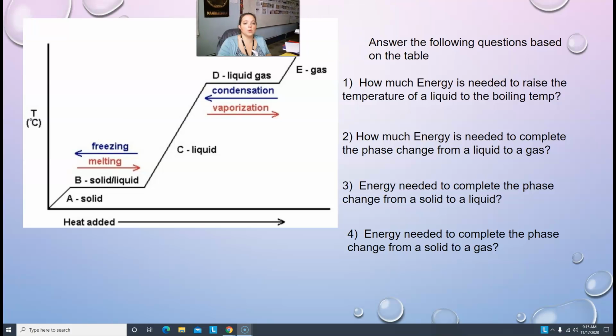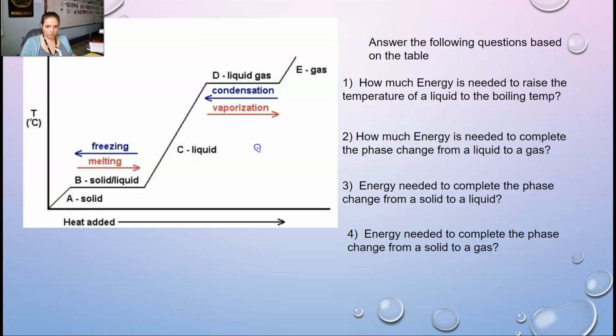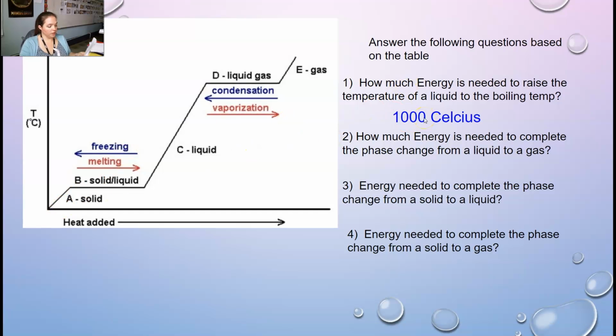Okay, so if we were to answer these questions right here, based on this curve, how much energy is needed to raise the temperature of a liquid to a boiling temperature? It's 100 degrees Celsius. Well, how do I know this? It doesn't really tell on this one. This is not a great one. So in this, I think maybe yours is a little bit better.